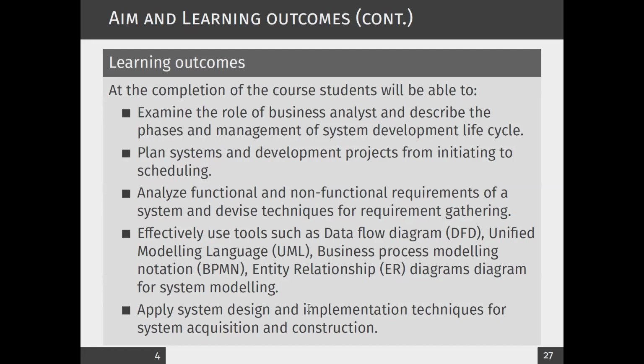Then you should also get familiar with different modeling tools which we use in software development. Data flow diagrams, UML diagrams, business process modeling notations, ER diagrams. These are some of the modeling techniques we are going to discuss in the module. And finally, applying system design and implementation techniques, how we might develop or acquire the systems, how do you build it, how do you maintain it. So these are the learning outcomes we are planning to cover in this module.